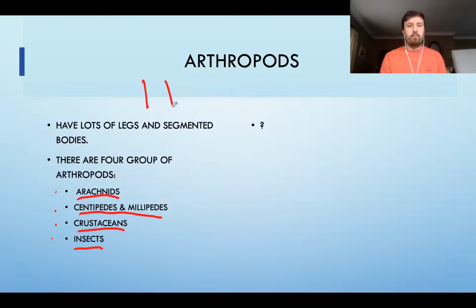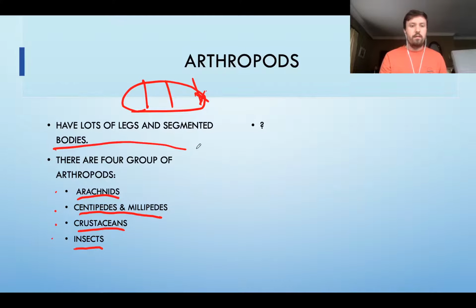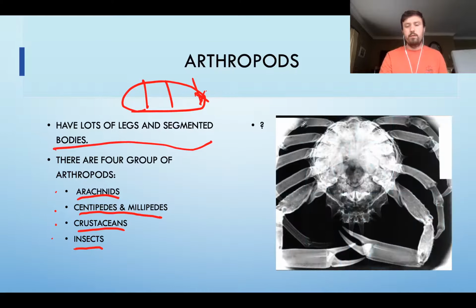So you have maybe 3 different parts of the body of an arthropod. It will get split up into 3. 1, 2, 3. Or maybe it'll have a 4th part. But that's one defining factor of an arthropod, it's going to have lots of legs and segmented bodies. And I have this question mark over here because I'm going to bring back this X-ray of an invertebrate, and now we know it's an arthropod, right? It's an arthropod because it's on the arthropod slide. But which one of these four do you guys think it is?